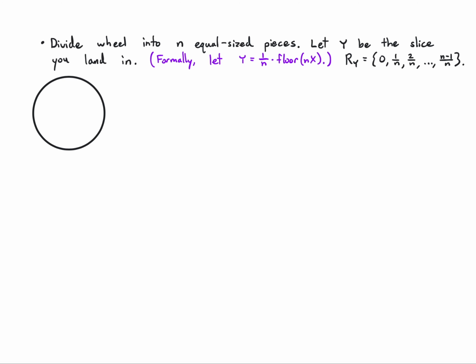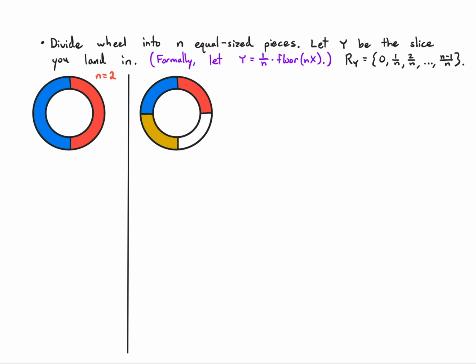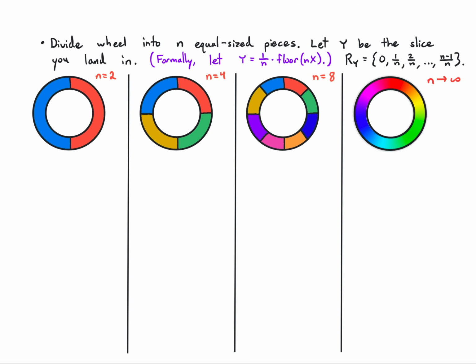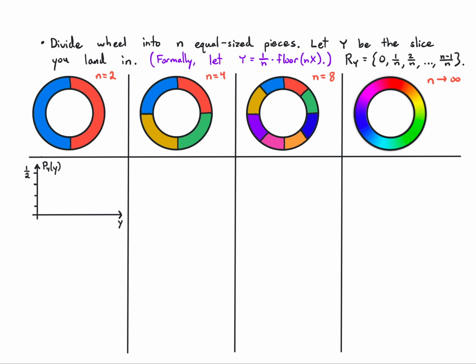That aside, I have my wheel. It has 2 pieces in this case, or it could have 4 pieces, or maybe it has 8 pieces. I'm just drawing some examples. I'm just going to keep doing this, and eventually I'm going to take n to go to infinity, and then I'm going to recover my continuum on this wheel. The first thing I want to do here is draw the PMF for each of these values of n for the slice that I land in.